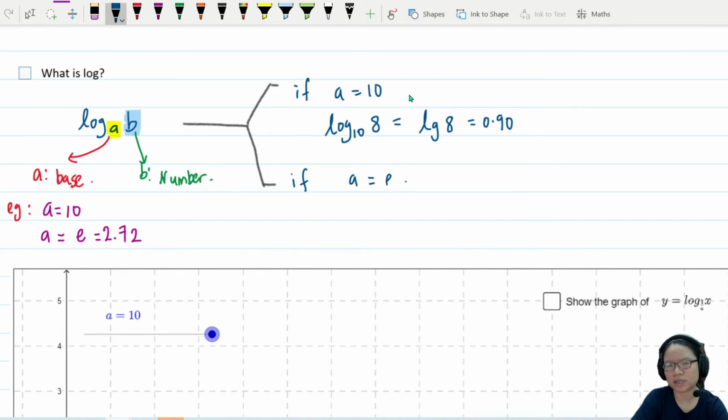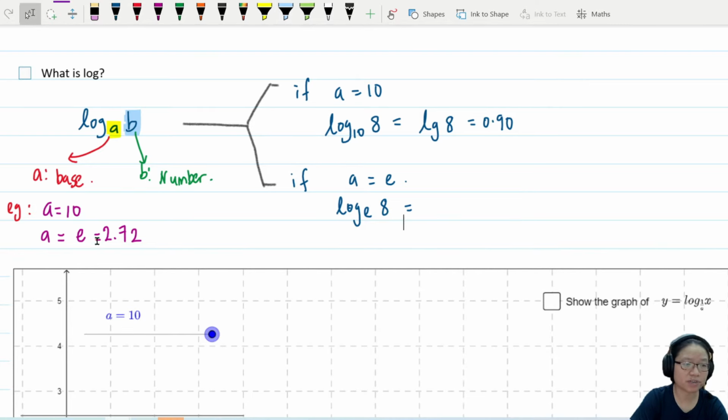There's a little utility in other bases. So in this case, I will write this one as log base e of 8. This value of e is 2.7, by the way. But we don't write it this way. We prefer to write this as ln, the natural log of 8.